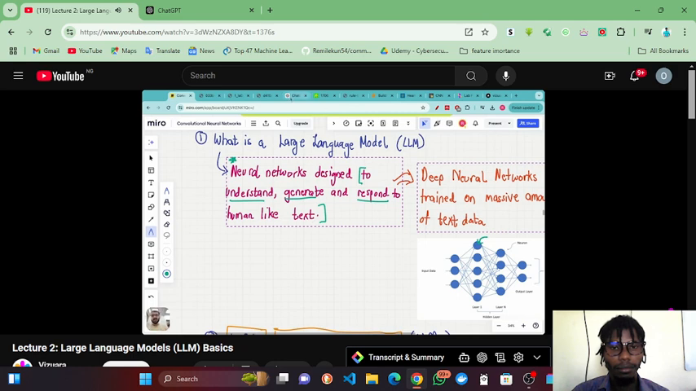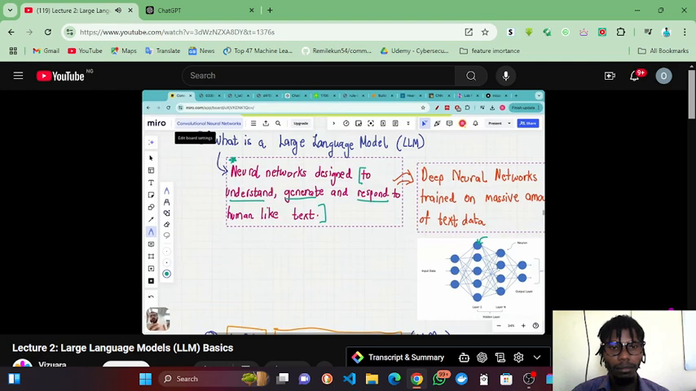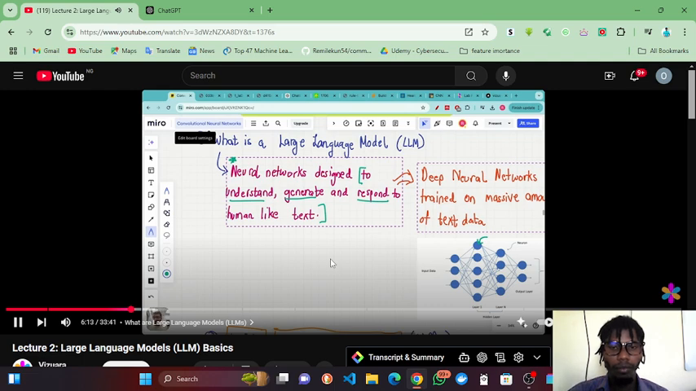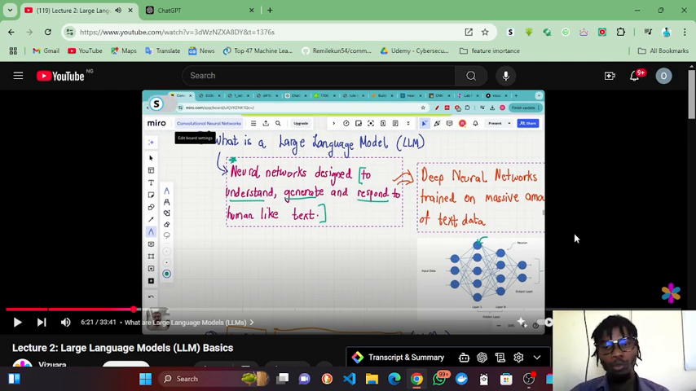So ChatGPT, the demonstration which I just showed you, is an LLM. But what many people don't think about is that at the core of an LLM, they are just neural networks which are designed to do these tasks. So if anyone asks you what an LLM is, tell them that they are deep neural networks trained on a massive amount of data which help to do specific tasks such as understanding, generating and responding to human like text.